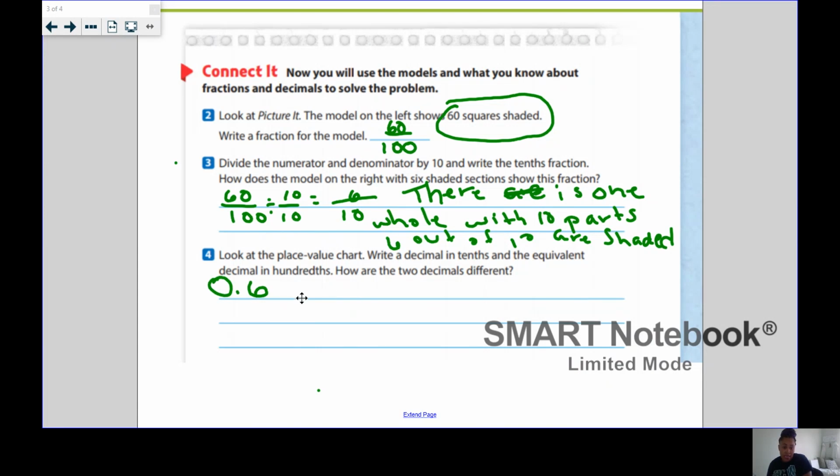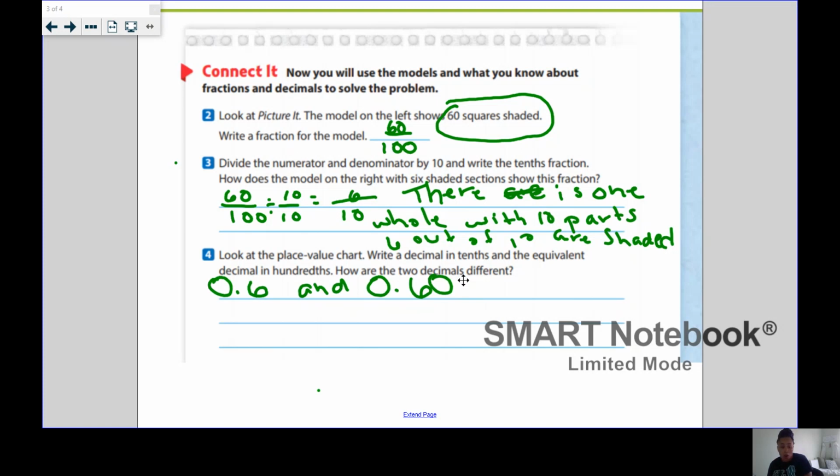So that's our tenths, and now we need to write it as hundredths. So again, we have 0 wholes, 0 ones, decimal point, 6 tenths, and 0 hundredths. So that is how we would have it.